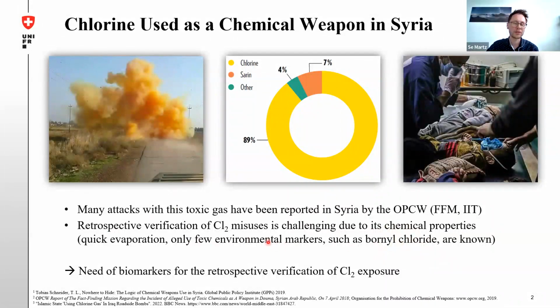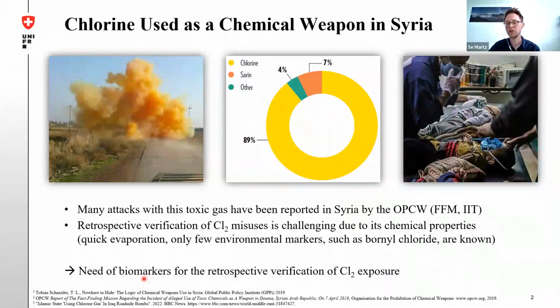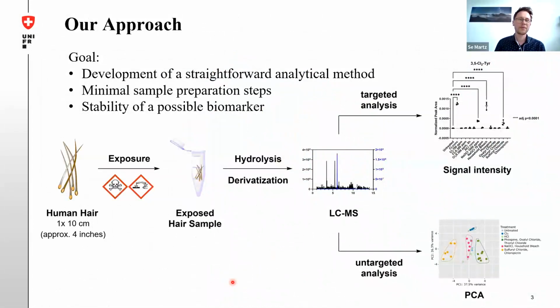And in this work, we wanted to find a biomarker which can be found in the human body, so one can verify the use of chlorine, and so that one can convict the perpetrators of the Chemical Weapons Convention. And our approach was to develop a straightforward analytical method, including minimal sample preparation steps.